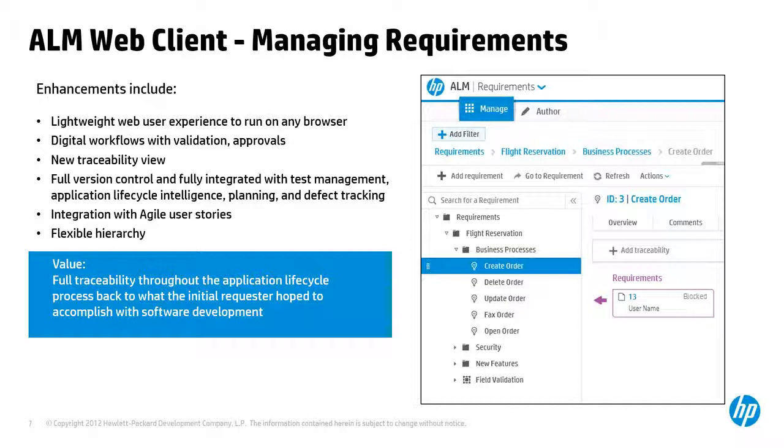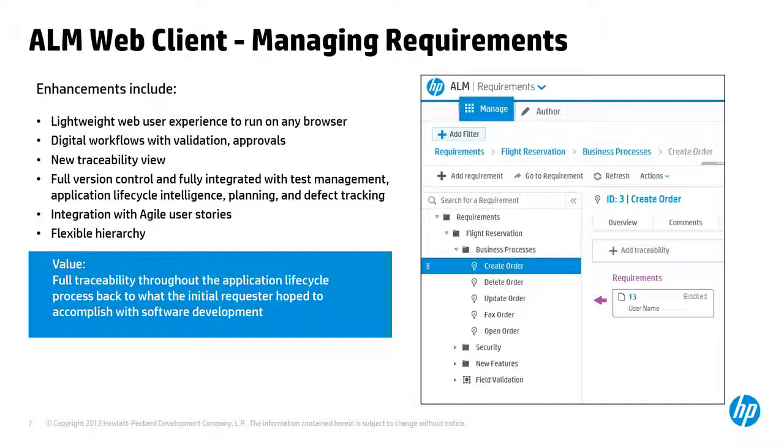Again, this gives us a different look at existing relationships that we have within requirements and between requirements and defects. We have that relationship defined in ALM already. The web client gives us a view of that particular relationship. We have full version control, fully integrated with test management, and so on and so forth. This is kind of like the ALM user story, if you will. We've got the test management, application lifecycle intelligence, planning, defect tracking, all of that. We're getting a view into that world. Integration into agile user stories.